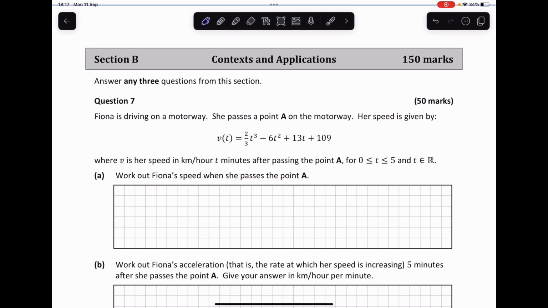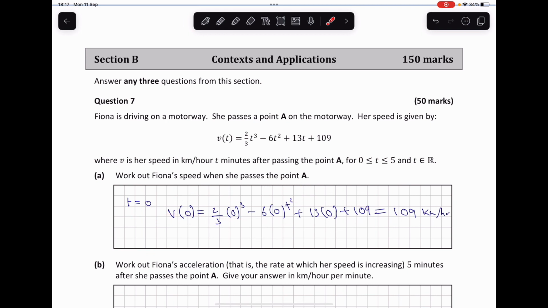So she passes the point A when T is equal to 0. So V(0) is equal to 2 over 3 times 0 cubed minus 6 times 0 squared plus 13 times 0 plus 109. That's 109 kilometers an hour. You could tell in the exam that it's 109. You don't need to really write this out.